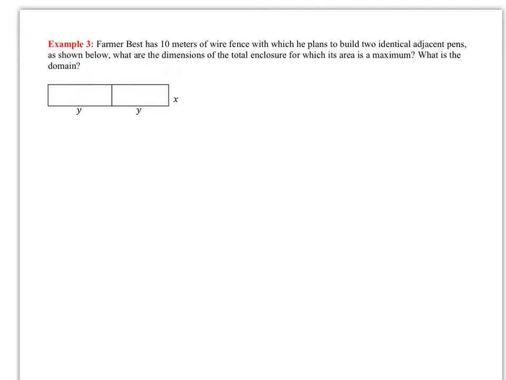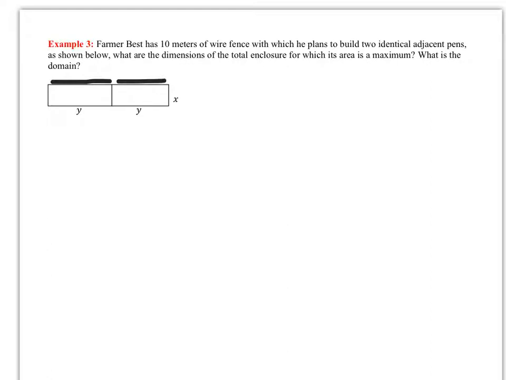Okay, example number 3. Farmer Best has 10 meters of wire, which he's going to create a fence with. He plans to build 2 identical adjacent pens as shown. What are the dimensions of the total enclosure for which the area is maximized, and what is the domain? Okay, first off, we're going to assume that these two pieces of these pens already exist. Maybe it's a concrete wall or something like that, or maybe a real steep hillside or something like that.